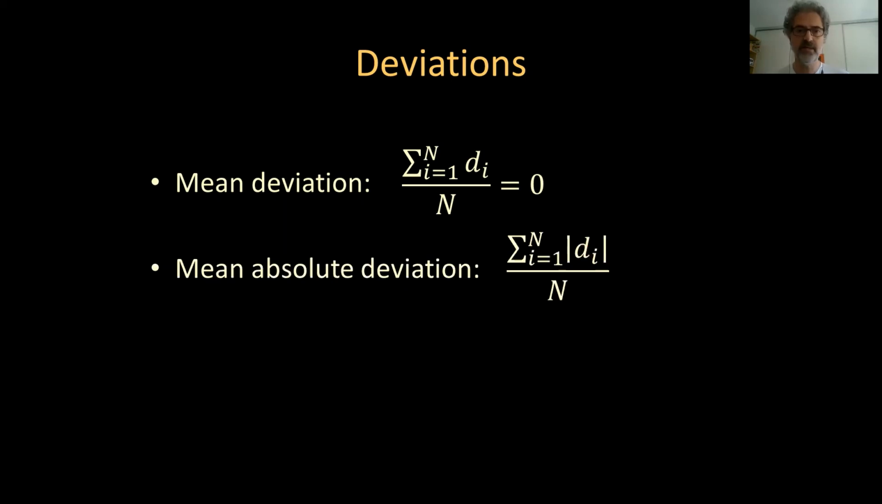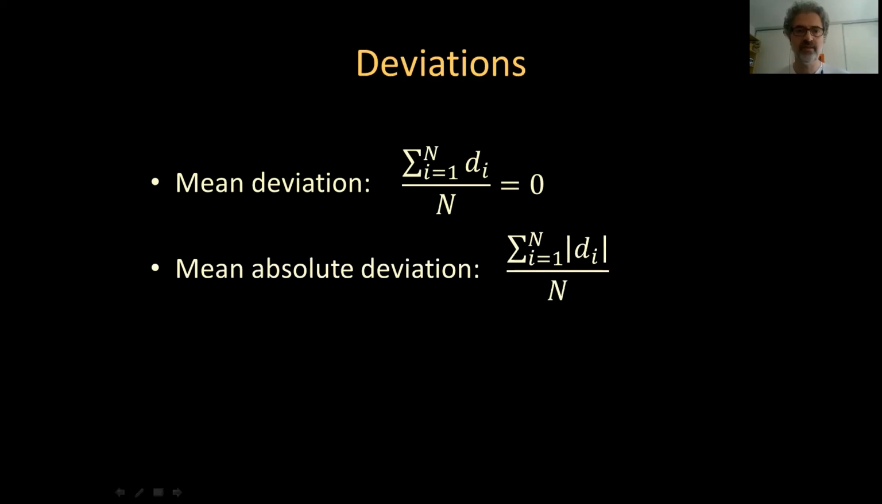So by using the absolute value of the deviation, this means we only have positive numbers to add up. So this is more like what we had in mind when we were thinking about the mean deviation. This is the mean of the distances from the mean, all of them considered as positive numbers.